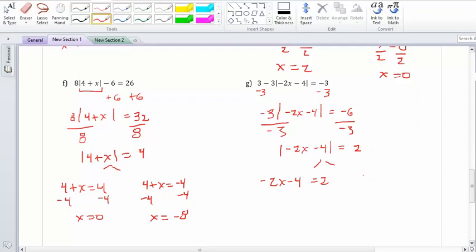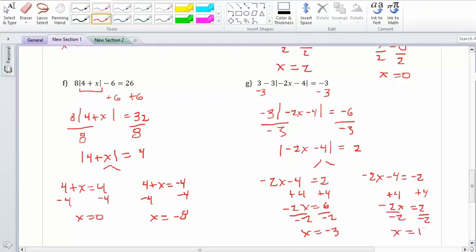Positive 2, negative 2, and solve. This is a two-step equation. Let's add this 4 and divide. Add the 4 and divide. There we go. We get x equals negative 3 or x equals 1, and we are finished.